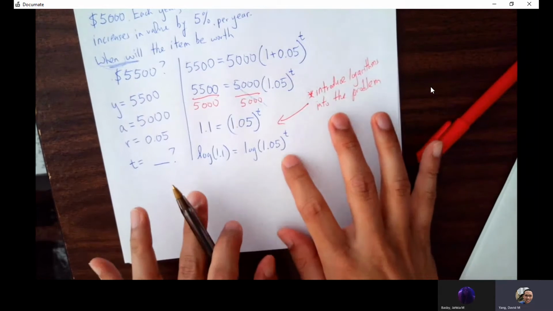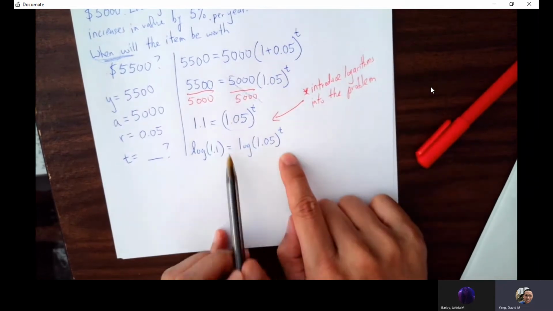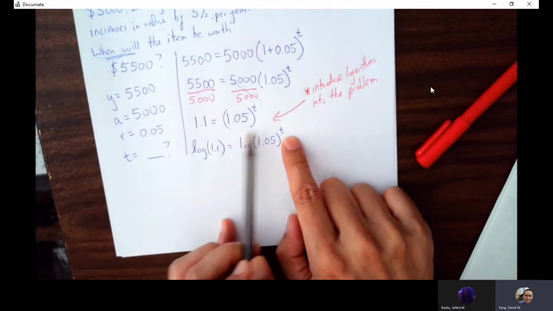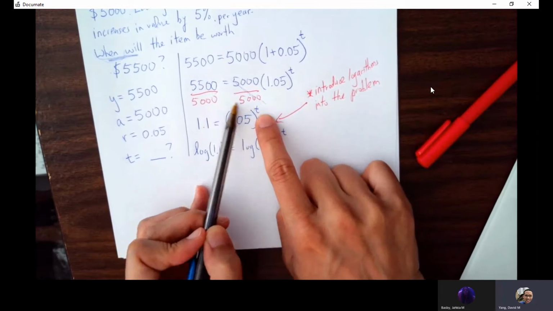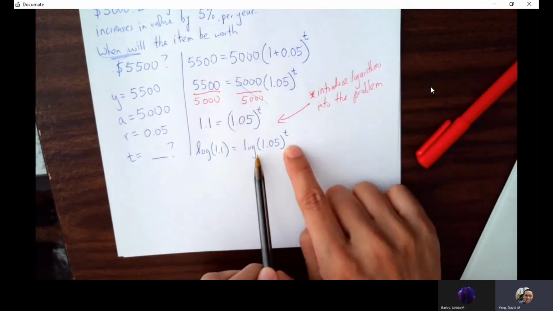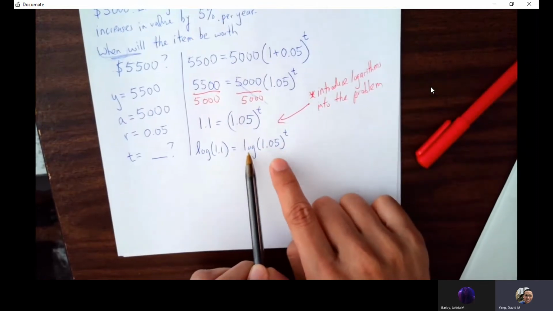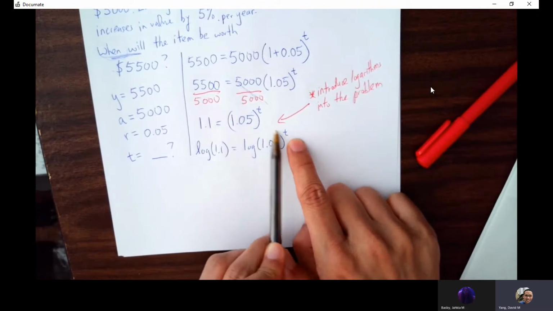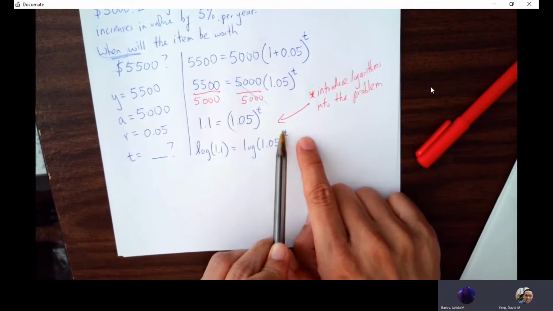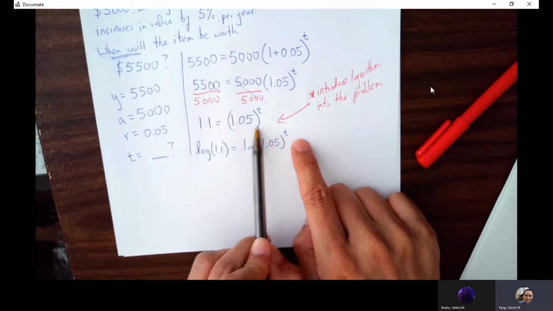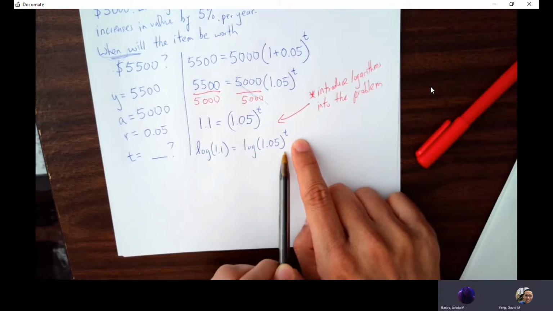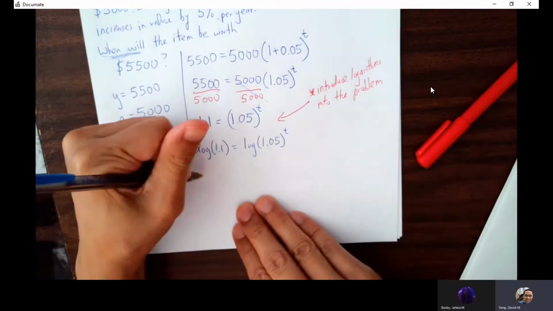Now, here's what's nice about logs. Once we're inside a log function, that exponent can move without us changing anything. We can't usually do this. We can't just bring the exponent down, because without logs we're changing the problem. But once we're inside a log function, that exponent can come down in front, and it's not going to change anything. But it will make it easier for us to work with the variable. So we're going to move that t from the exponent position down to the same level as all these terms.